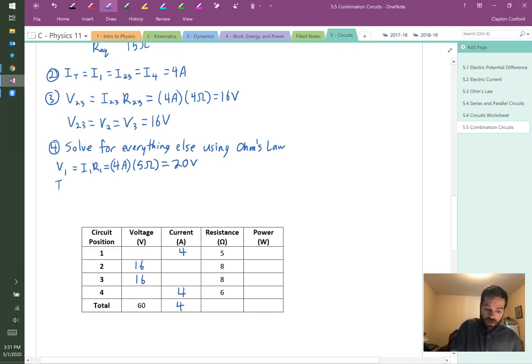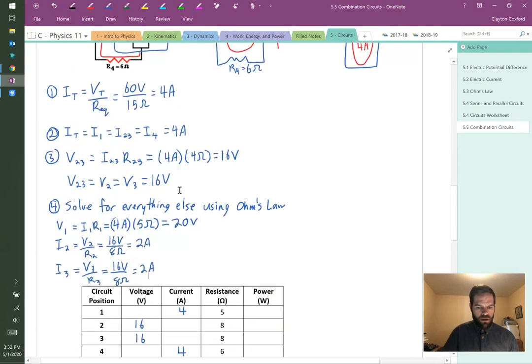We don't know what the current through resistor 2 is, but Ohm's law says that I2 is equal to V2 over R2. So we have 16 volts dropped across this 8 ohm resistor. It means that 2 amps are flowing through resistor 2. We're going to see very similarly for the current through resistor 3. It's going to be V3 over R3. 16 volts going across 8 ohms of resistance, also 2 amps. 2 amps and 2 amps.